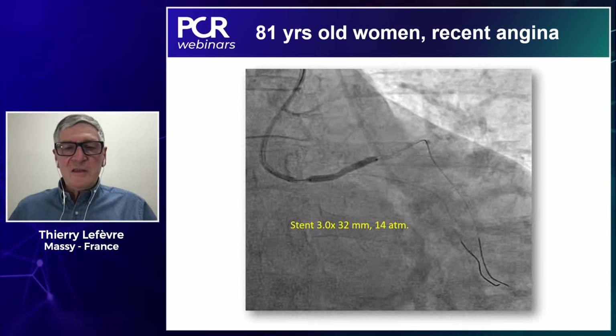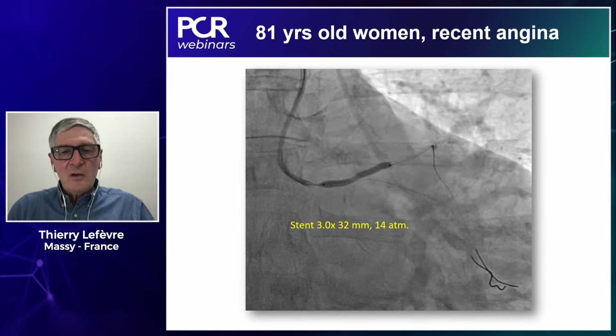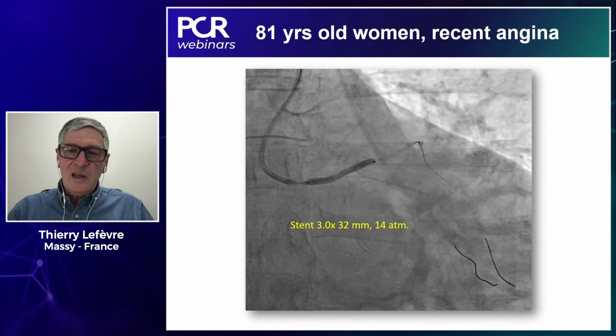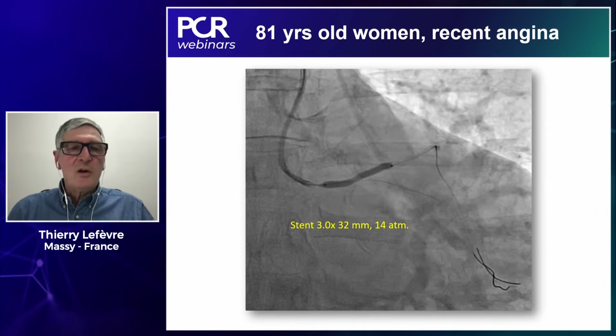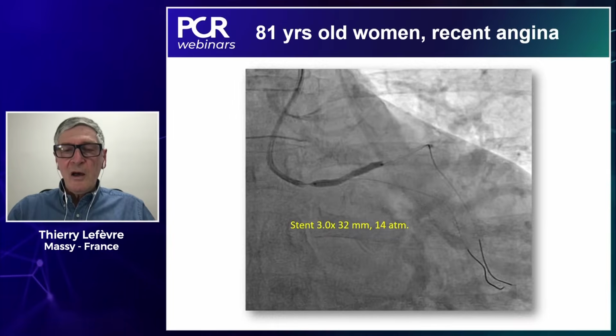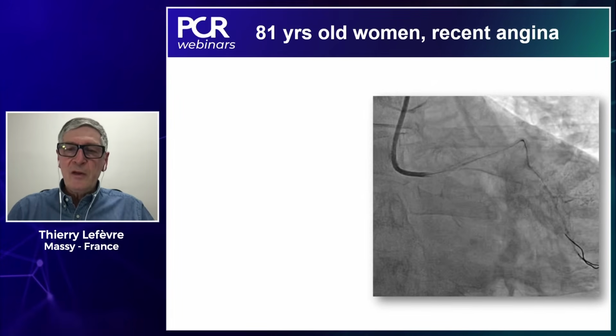So in this case, the operators, after a lot of discussion, decided to use a 3.0 stent in order to cover the left main and the proximal LAD. You see that there is still some waist on the balloon. In this case, it was done after some predilatation. And this is the result after stenting left main to LAD.